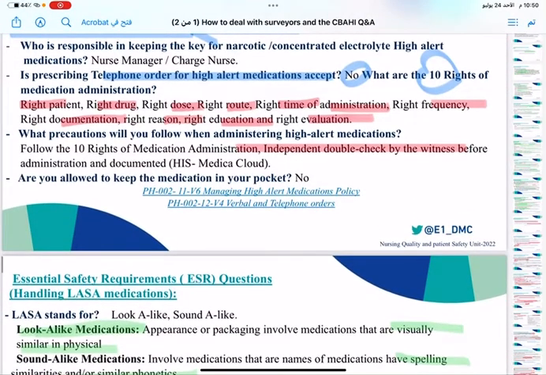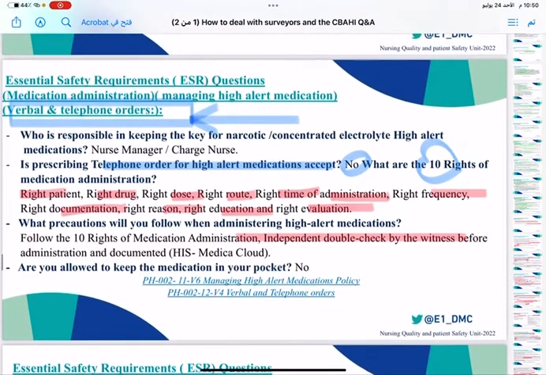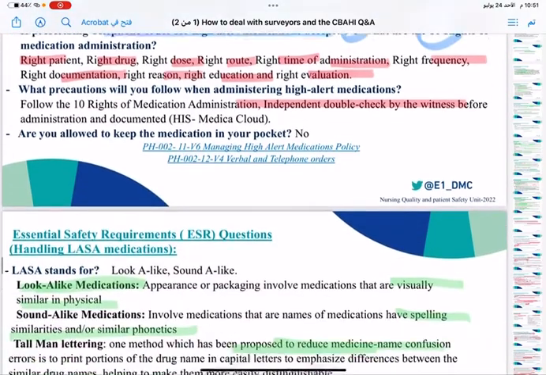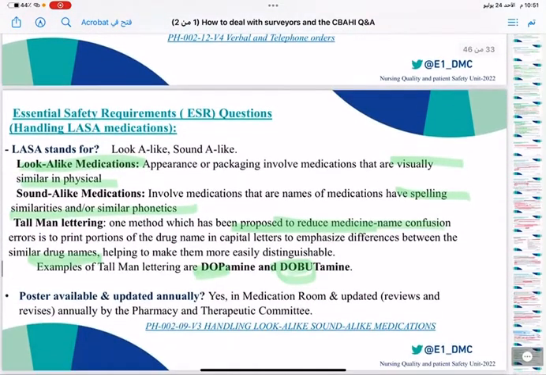If you are getting a medication to be given to the patient, as we said, this medication is not to be given by telephone order or verbal order, okay? Take care of this one. You have to repeat it back to the doctor if he gives you this type of order in an emergency situation. Okay. What is the meaning of LASA?